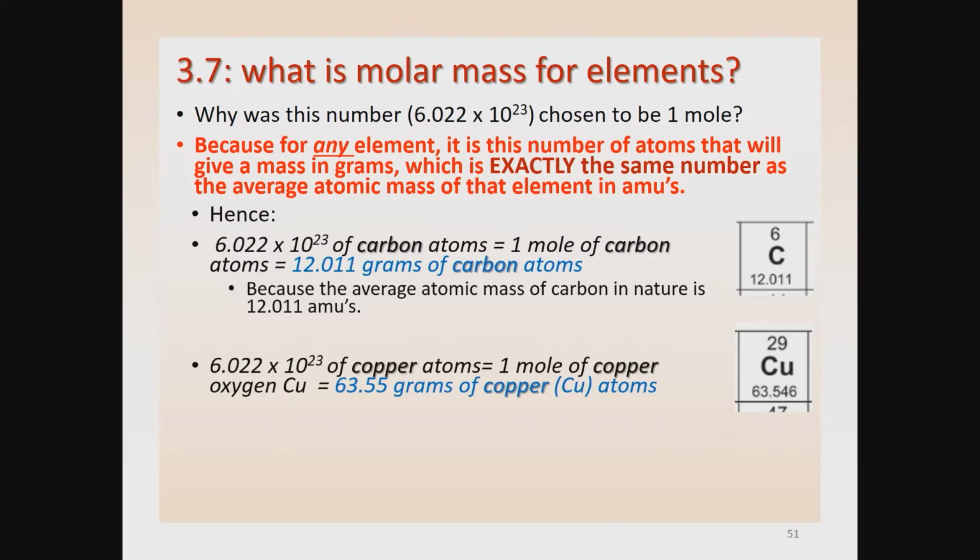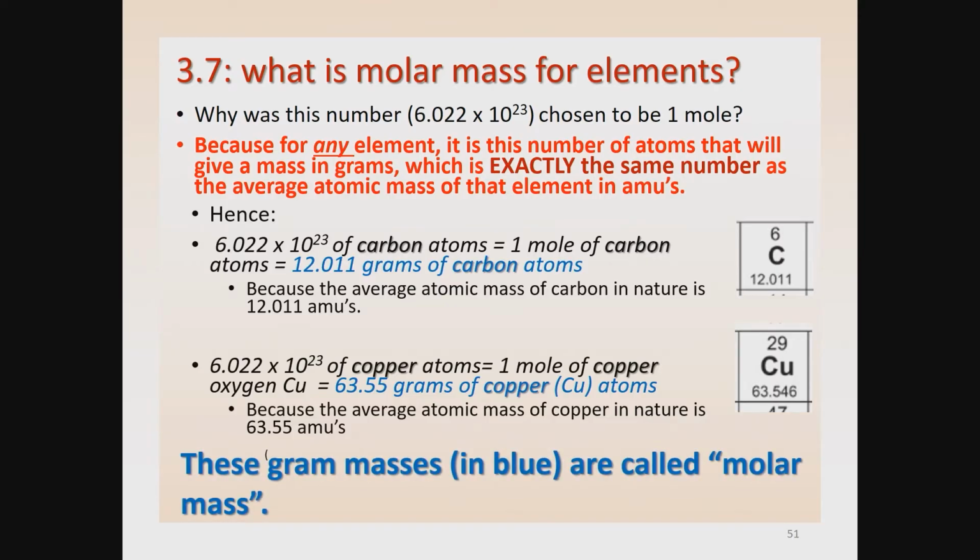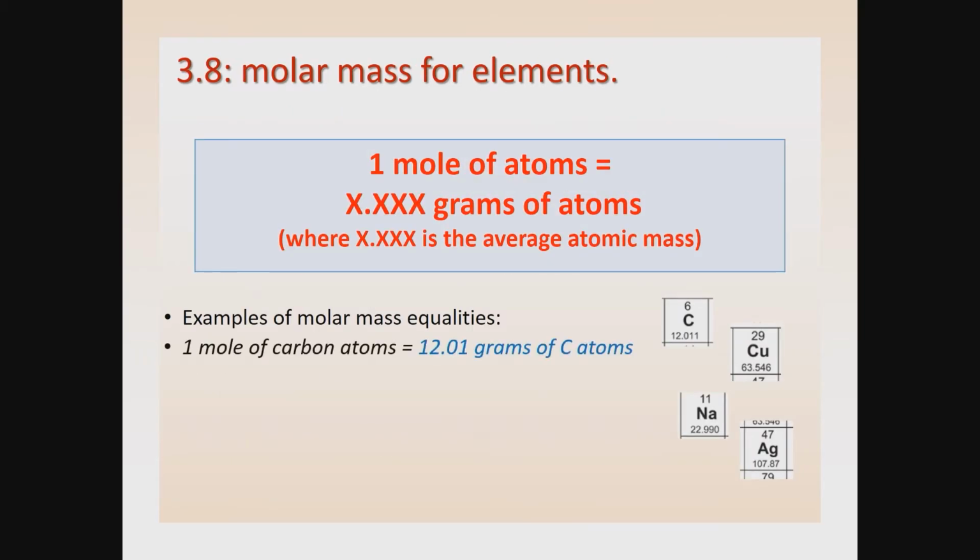Another example would be copper. So when you have 1 mole of copper, you definitely have 6.022 times 10 to the 23 copper atoms, but that amount of copper atoms will weigh the mass that is the number that you see for the average atomic mass of copper, which in this case is 63.546. So 1 mole of copper atoms will weigh 63.55 grams. Okay, so these gram masses in blue are called molar mass. Okay, so let me give you some more examples of molar masses.